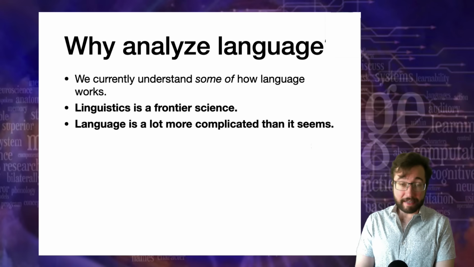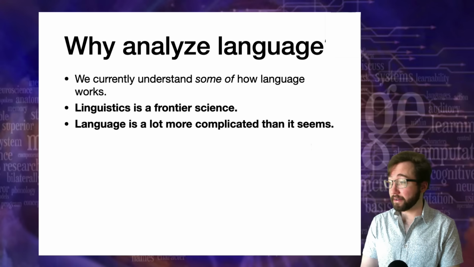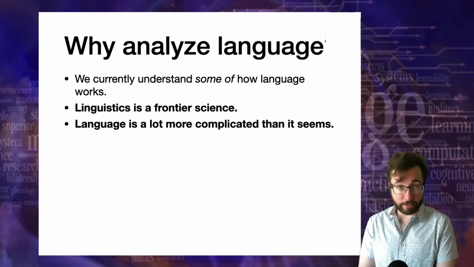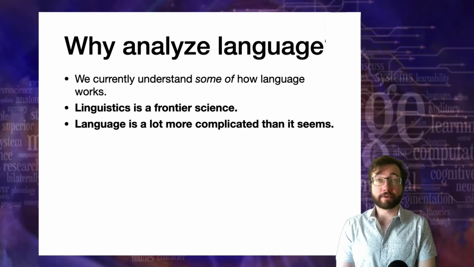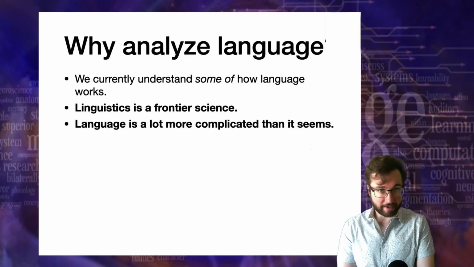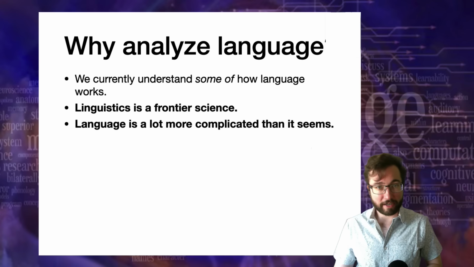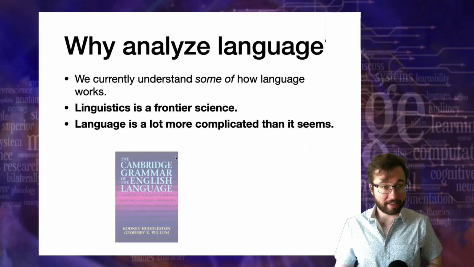We need a science of language because language is a lot more complicated than it seems. You might think, I speak my language or my languages. I don't have any trouble understanding anyone. Why do I need to go through the trouble of analyzing this thing scientifically? Well, language is a lot more complicated than you think. And here's an example of how language is a lot more complicated than you think.